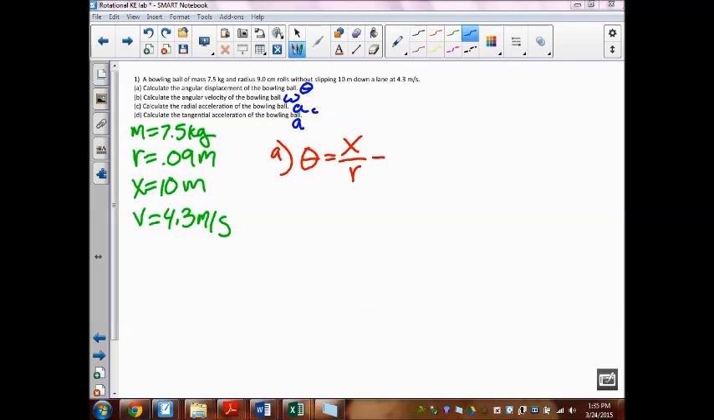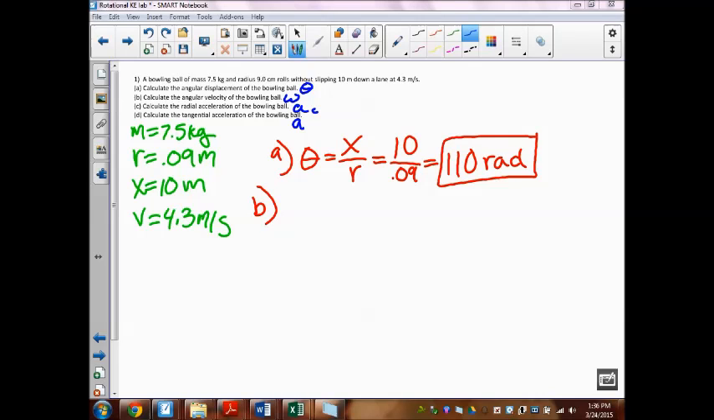Alright, so for part A, I'm just using this gray table in my formula sheet here, table 8.1, that's what you want to be looking at. It's just simple relationships between linear and rotational quantities. So for part A, theta is equal to x divided by r. That would be 10 divided by 0.09 in our scenario here. And that gives us an angular displacement of 110 radians.